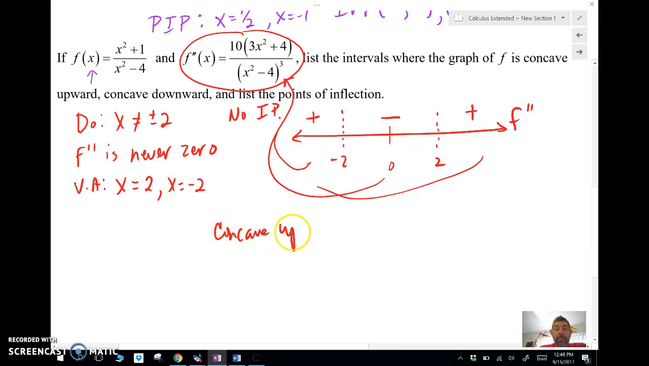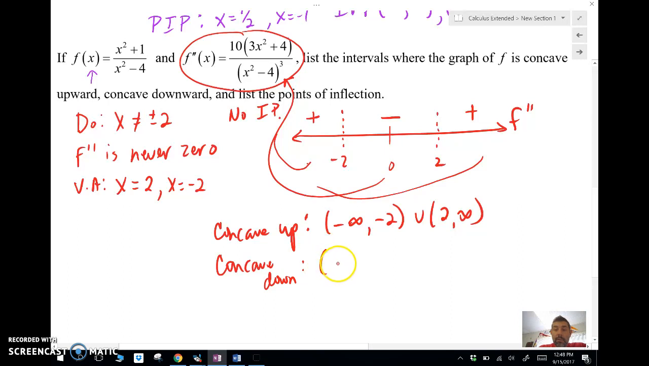It's going to be concave up from negative infinity to negative 2, and from 2 to infinity. It's going to be concave down from negative 2 to positive 2. And I have no inflection points.